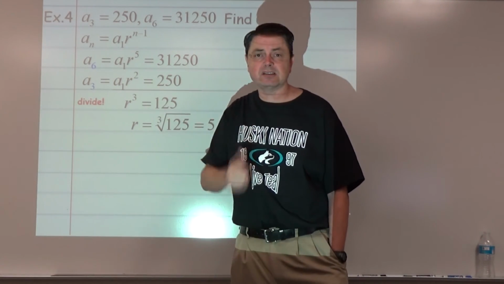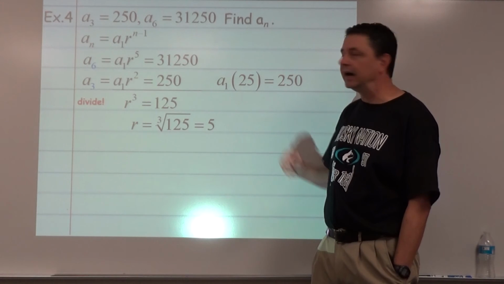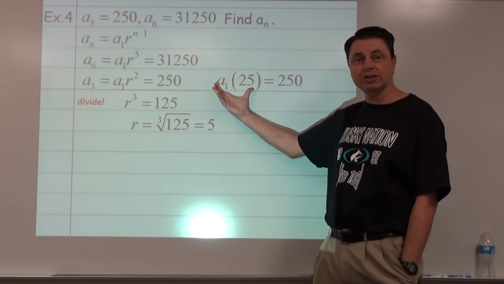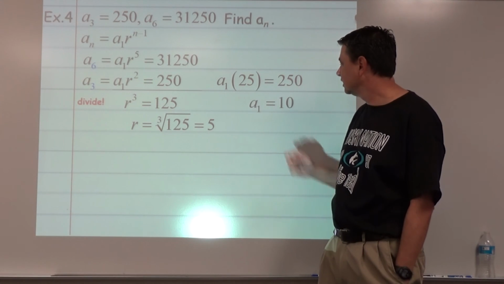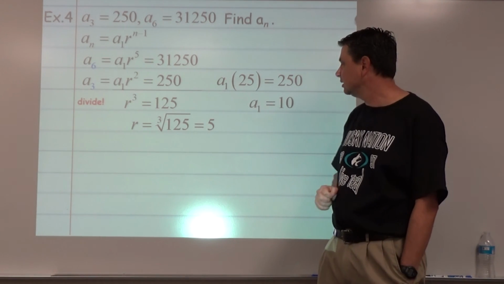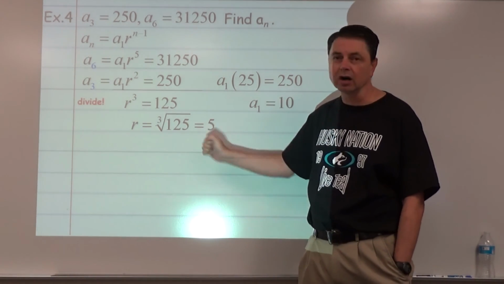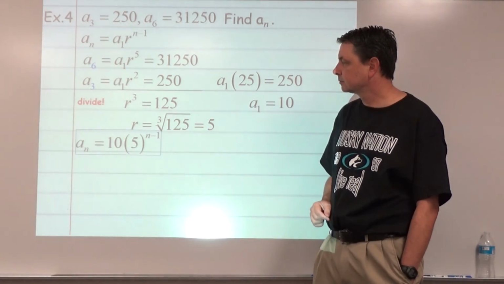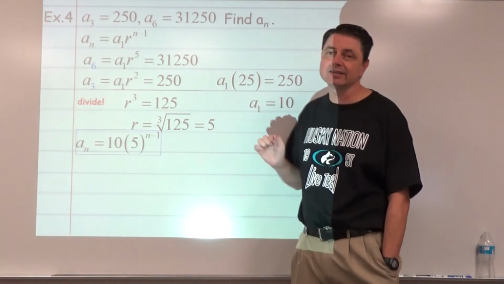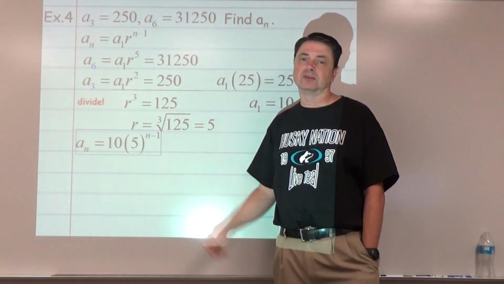5 squared is 25. This is multiplication. Undo by division. Divide both sides by 25. We get the last piece that we need. We got a sub 1. We got r. We're ready to write our answer. A sub n is equal to 10 times 5 to the power of n minus 1.